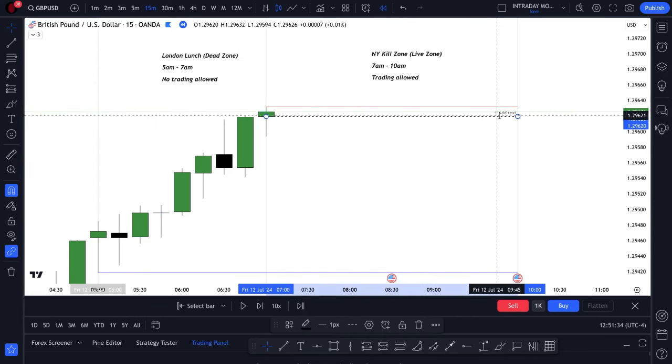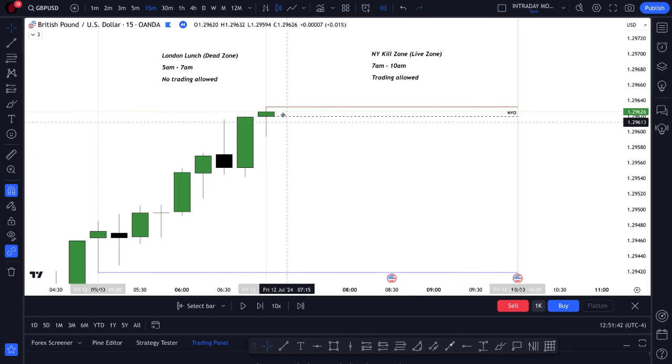So this is the start of the kill zone. Like we said before, this is very crucial. We'll leave it as NYO, New York Open. This is very crucial for us to understand whether or not we should be looking for buys or sells. Let's play it forward to see what happens.